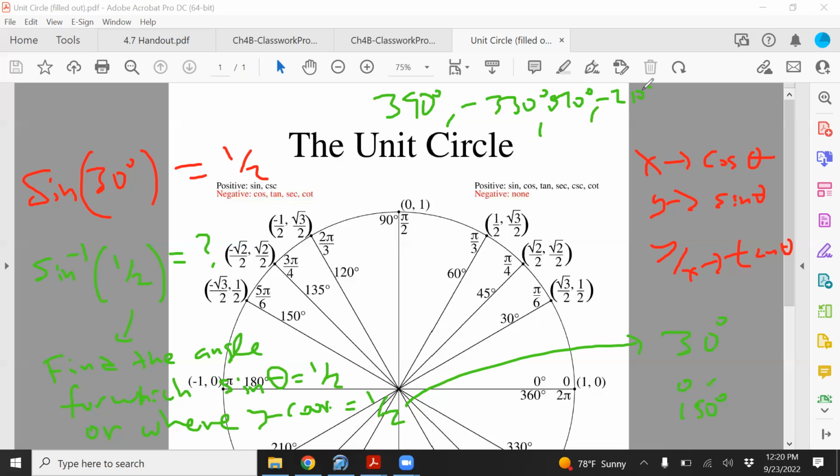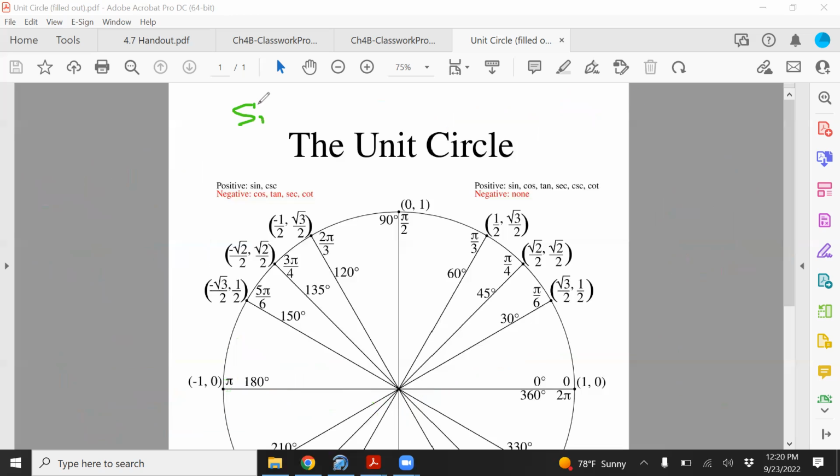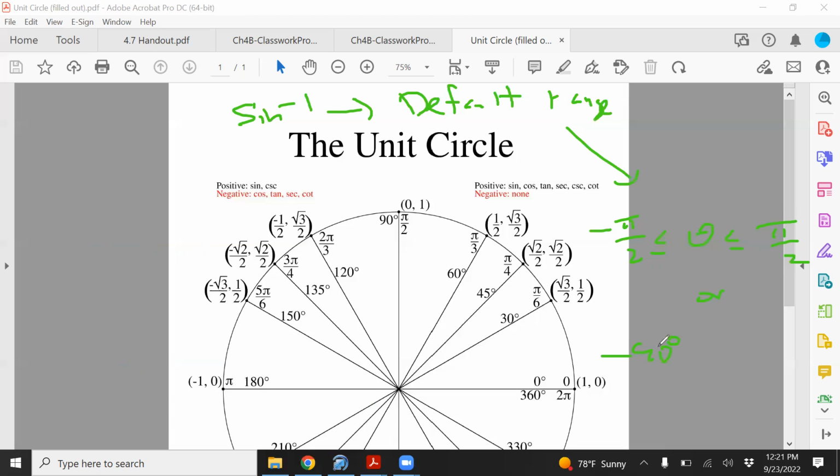So there's multiple possibilities. So what happens is that for inverse sine, and again, I'll put this in the notes in just a little bit, for inverse sine, we have a default range. It kind of comes from the graph, but I'm not doing the graph with you guys. The default range is from negative pi over 2 to pi over 2, or negative 90 degrees to 90 degrees. So basically Q1 and Q4.